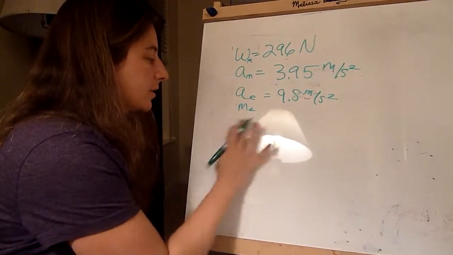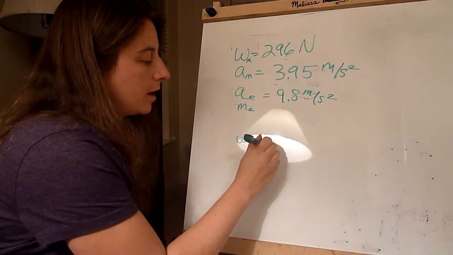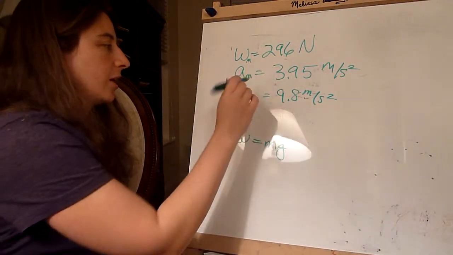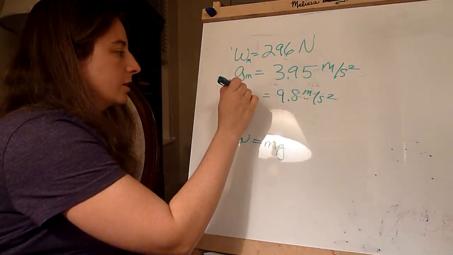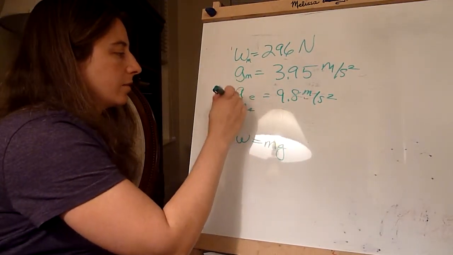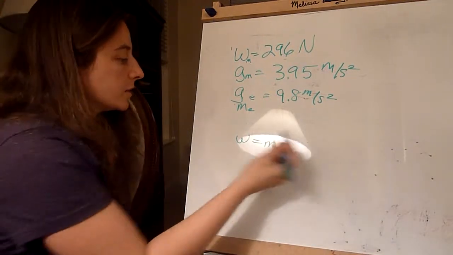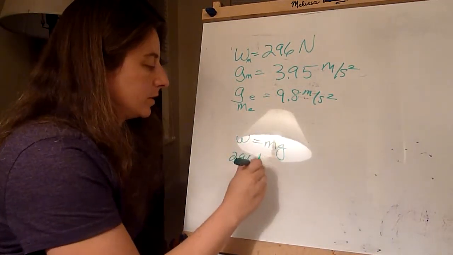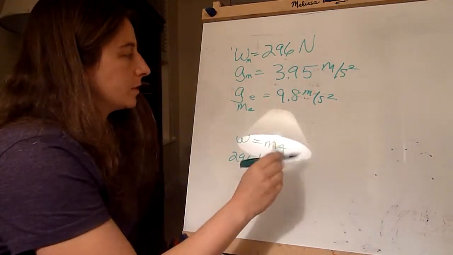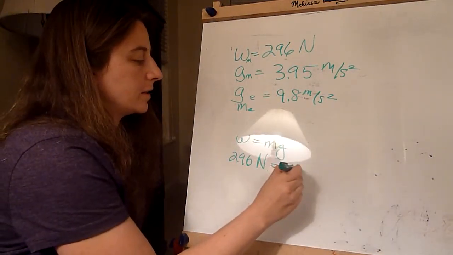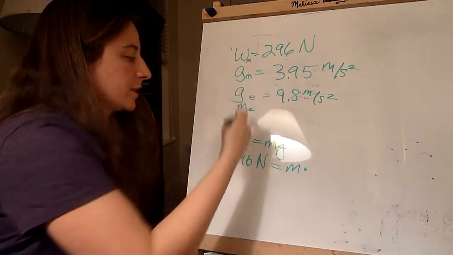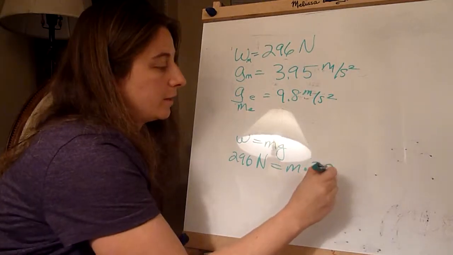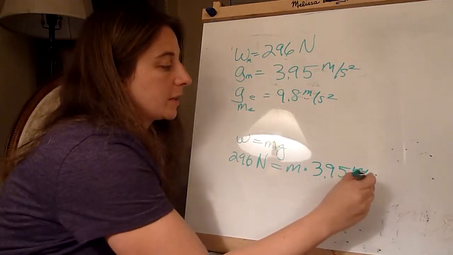So let's scoot this down a little bit. W equals mg. So we know acceleration due to gravity is really g. Acceleration due to gravity on Earth is g. So weight would be 296 newtons equals mass times gravity on Mercury. Since this is our weight on Mercury, we use gravity on Mercury. It's going to be 3.95 meters per second squared.